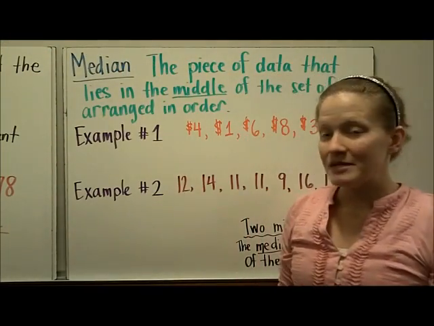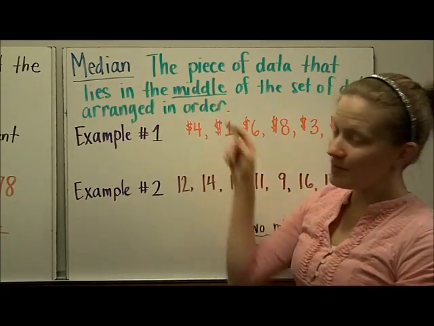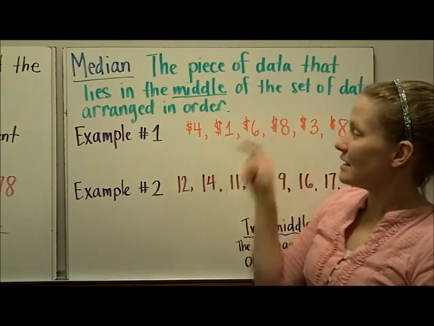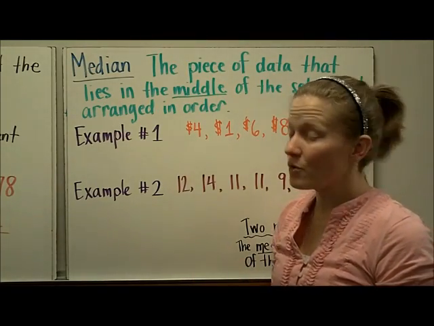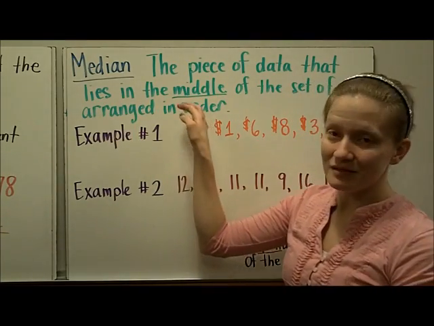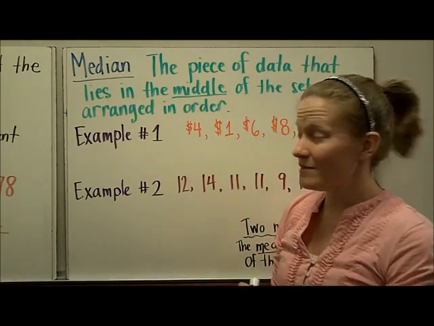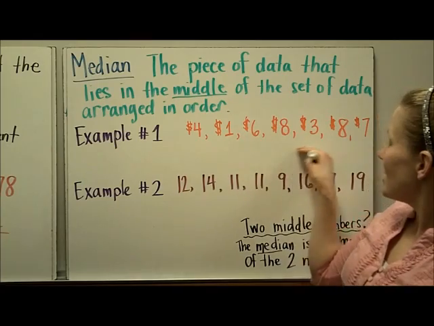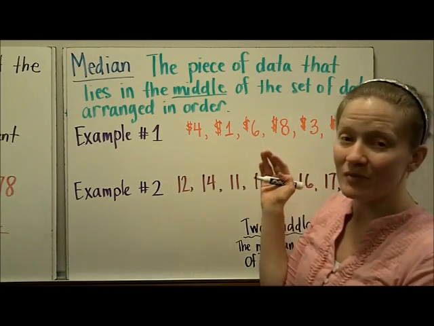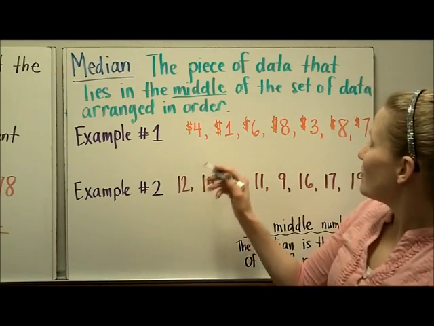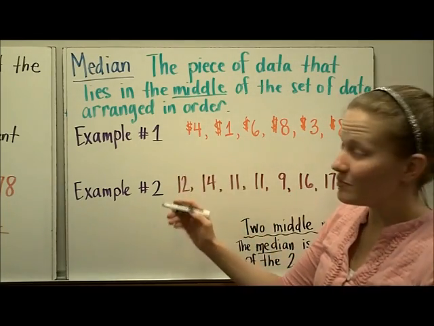Our second measure of center is median. The median is a piece of data that lies in the middle of the set of data when it's arranged in order. It's important that you arrange your pieces of data in order, from least to greatest, before you ever find the median. So here's a set of data, some amounts of money. Maybe these are the amounts of allowance that people get when we took a survey. So the first step is to put them in order.